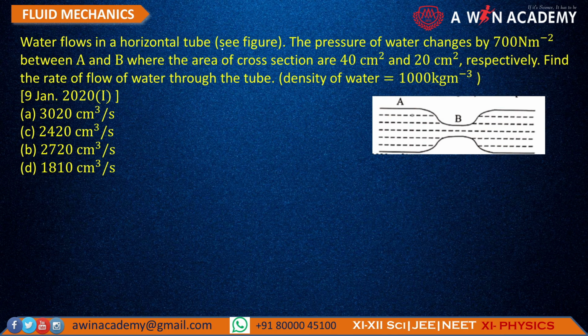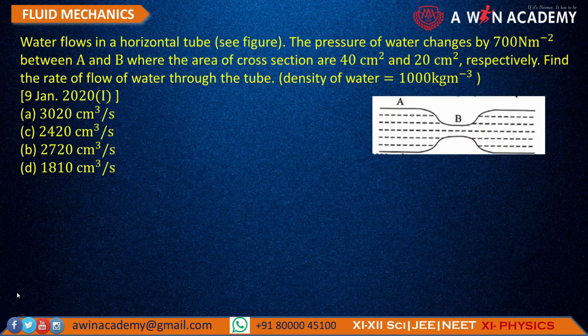Water flows in a horizontal tube. Pressure of water changes by 700 Newton per meter square between A and B, where the areas of cross section are 40 centimeter square and 20 centimeter square respectively. Find the rate of flow of water in the tube.